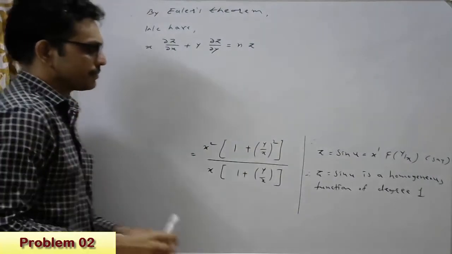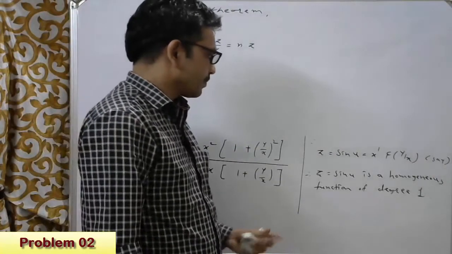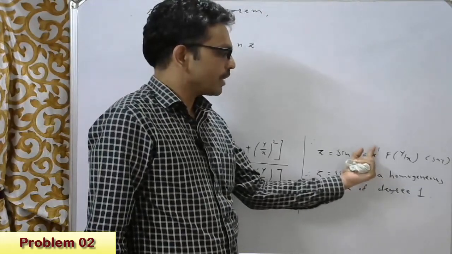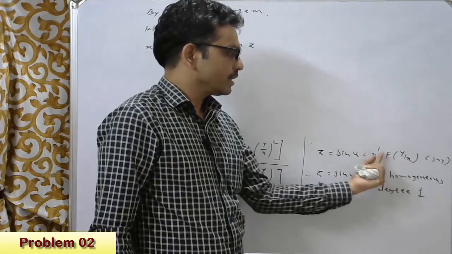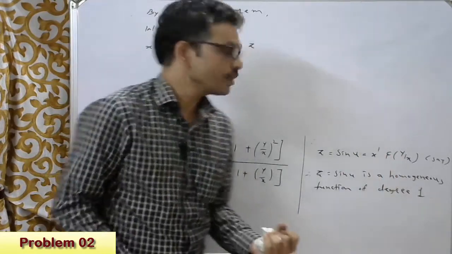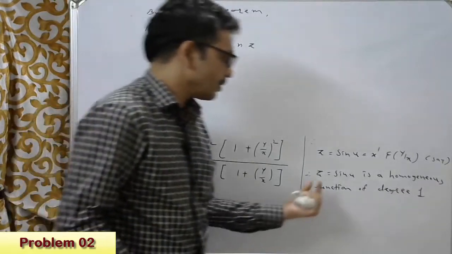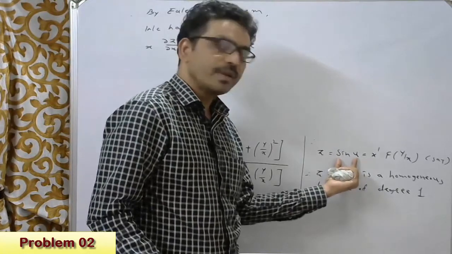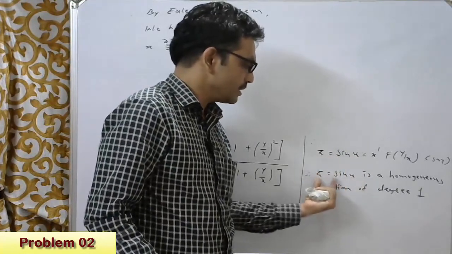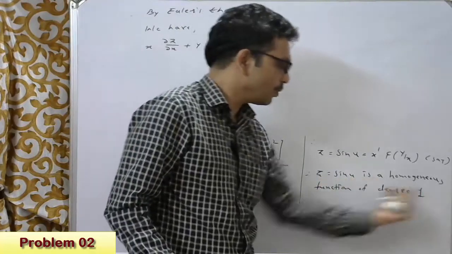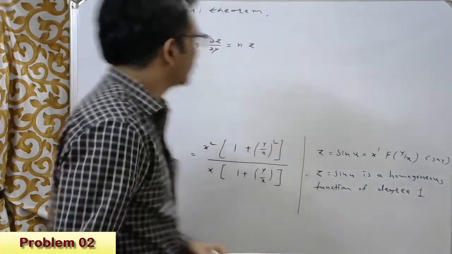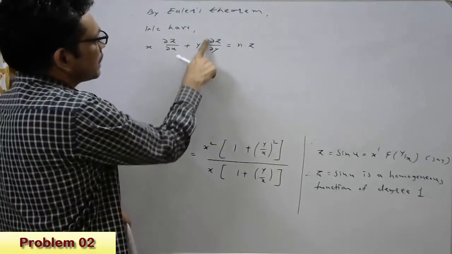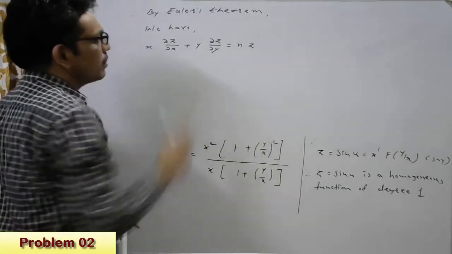See, in this problem, sine of u is equal to x raised to 1 into a function of y by x. Here this 1 represents the degree of that homogeneous function. Therefore, z is equal to sine u, which is a homogeneous function of degree 1. Therefore, by Euler's theorem, we have x into del z by del x plus y into del z by del y is equal to n into z.